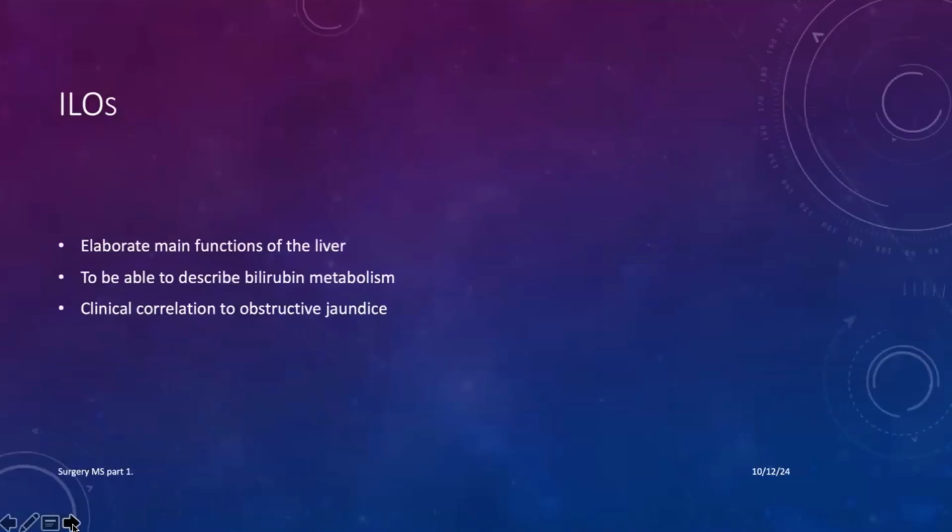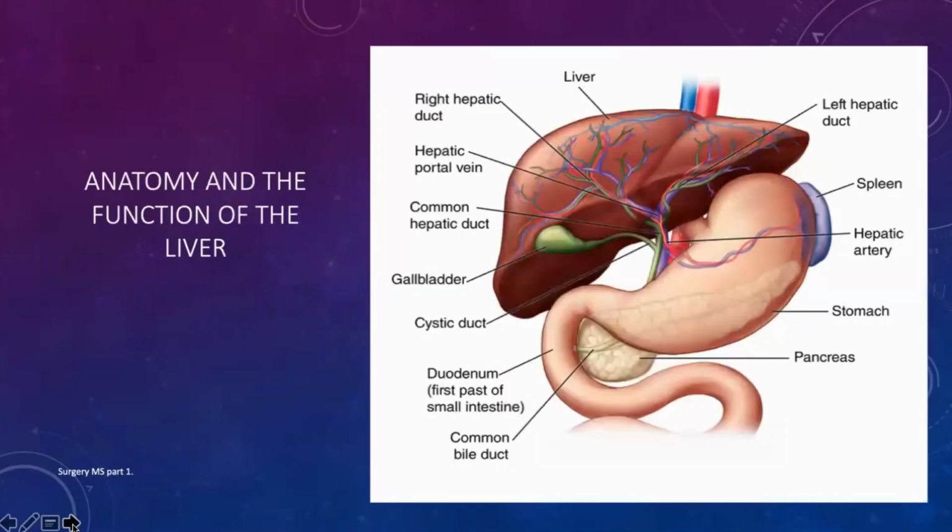We'll try to elaborate the main functions of the liver, and we'll try to describe the bilirubin metabolism and the clinical correlation to obstructive jaundice. To begin with, let's look at the anatomy of the liver, and how it relates to the function of the liver. As you know, a liver is a structure which is about 1 to 2% of a human's body weight, and it is located in the right hypochondriac region, extending to the epigastric and sometimes a little bit towards the left hypochondriac region as well.